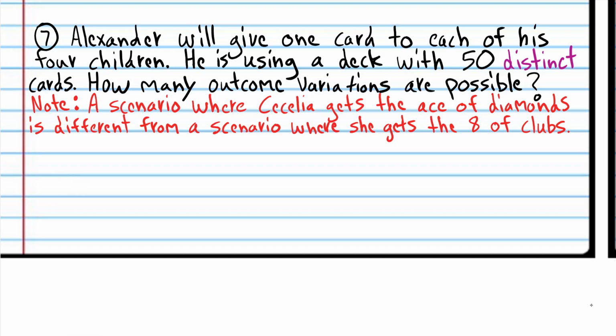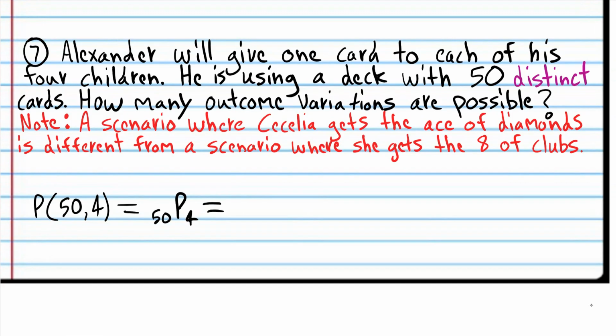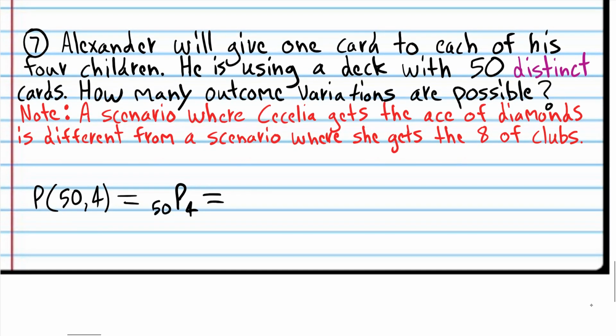And by the way, we're going to write P(50, 4), which also can be written as 50P4. A lot of different ways to write it. In your calculator, you're going to see, I believe, nPr like that, if I remember correctly, if you're using a TI-84 Plus or any TI.